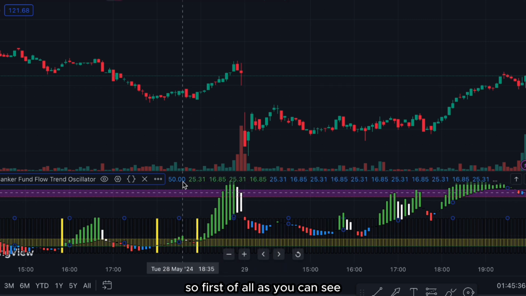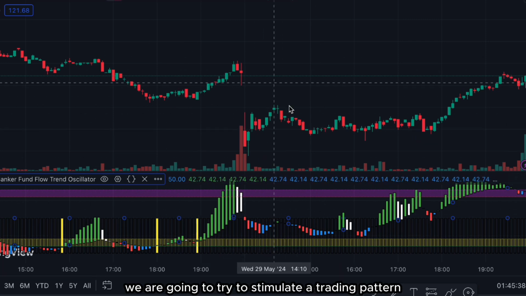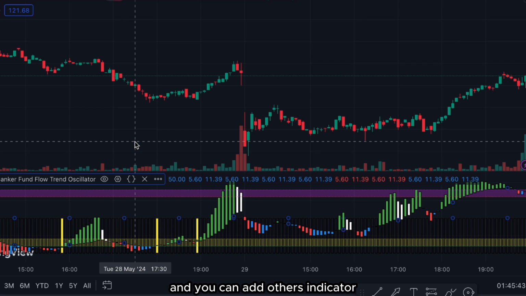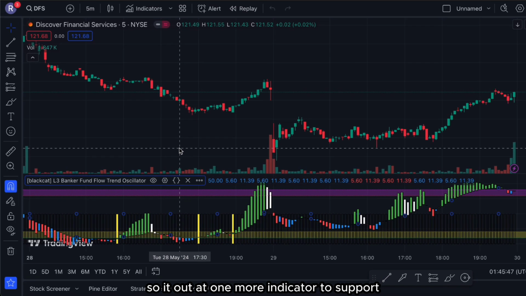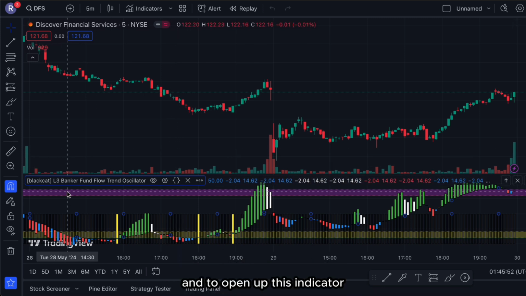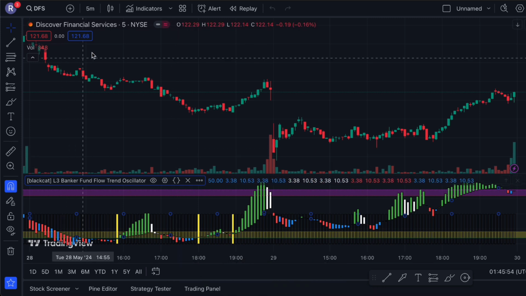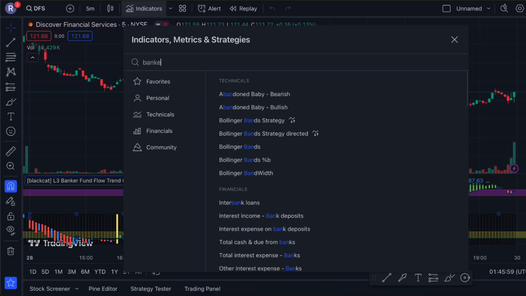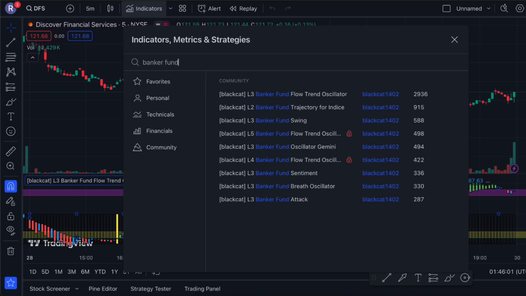So first of all, as you can see, we are going to try to simulate a trading pattern, and you can add other indicators as support for this indicator. Later I'll add one more indicator to support, as a free version in TradingView. To open this indicator, first you can go to the Indicators tab and search for Banker Fund. You can use this indicator by Black Cat, and you can just press it to open it up.